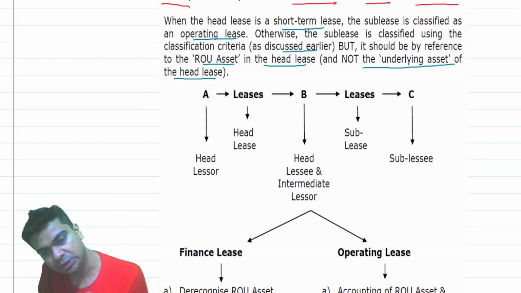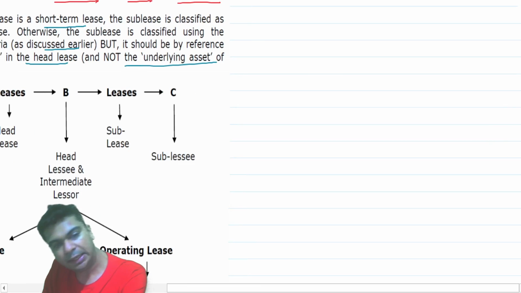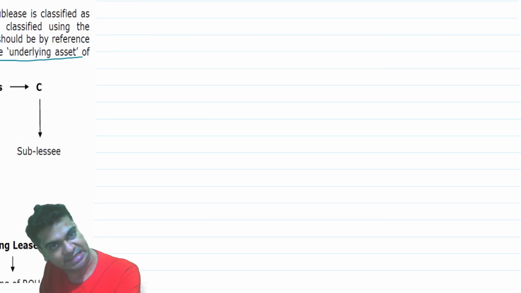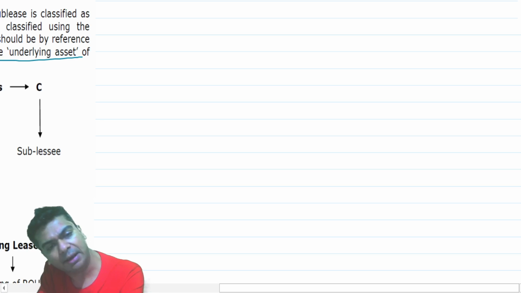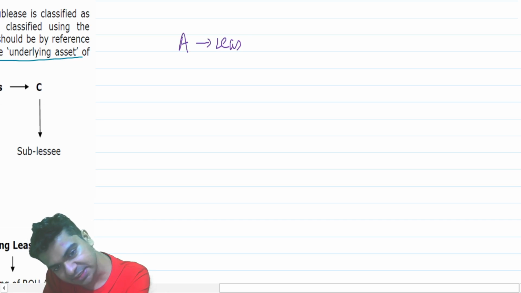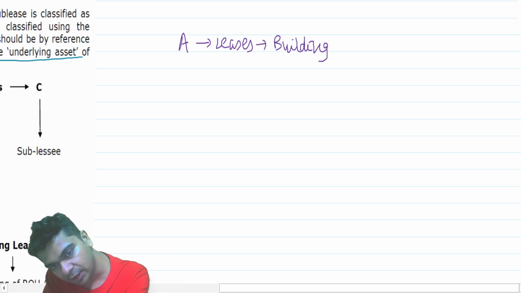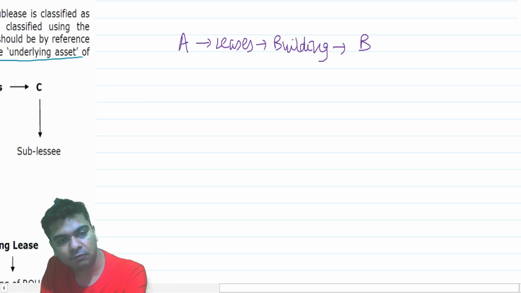This diagram is also given. We will definitely discuss that. Let us build a base for the same and let's understand what exactly is the requirement. Think in this way. That same diagram, but let's understand it. They are saying there's a party A. It leases a building to B. Let's stay over here for the moment.